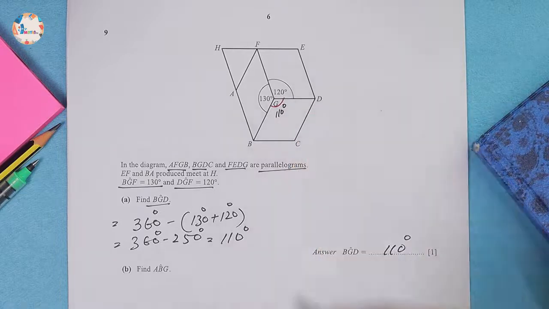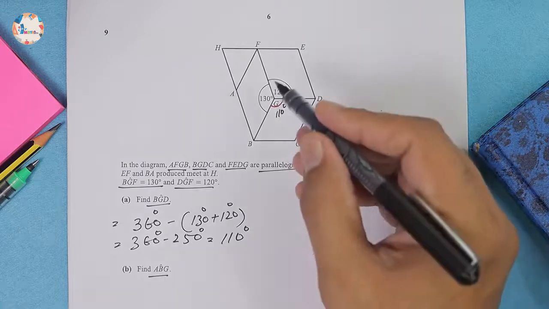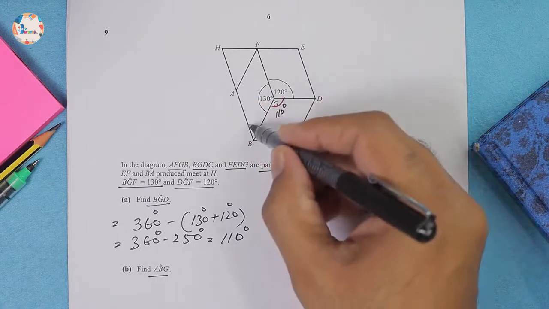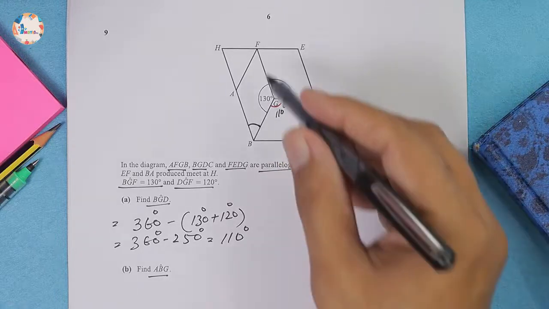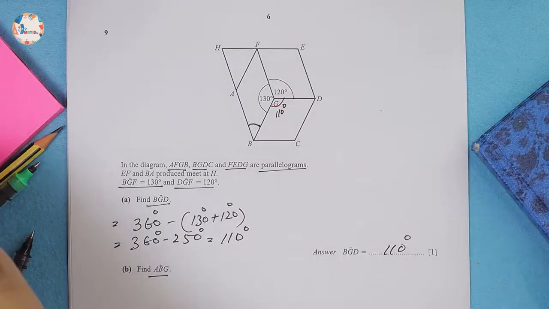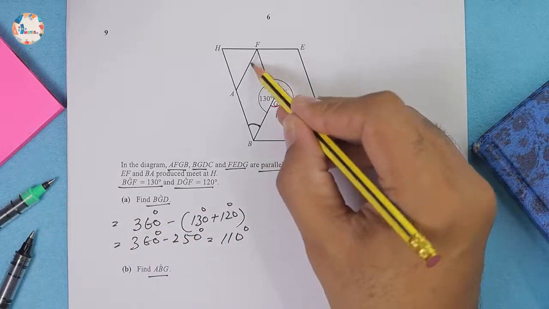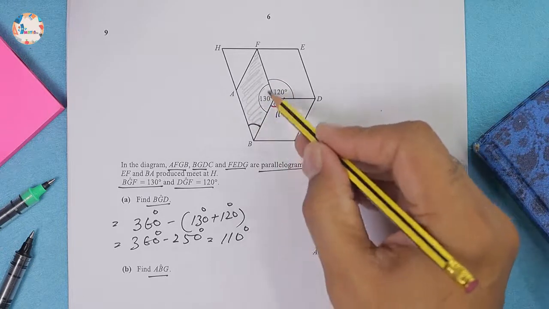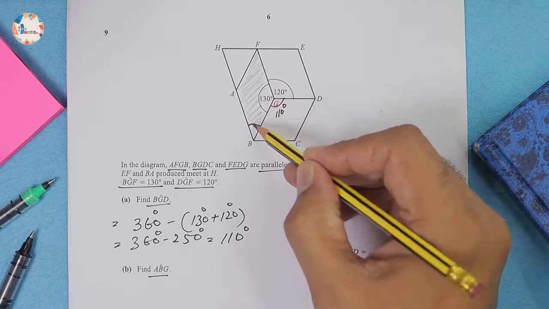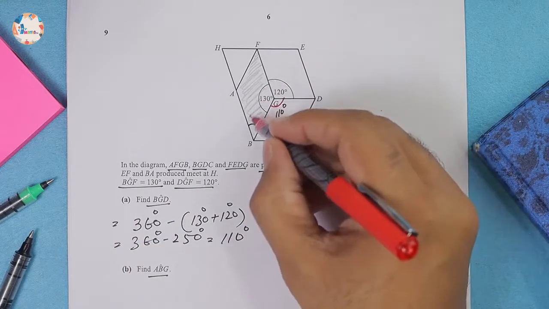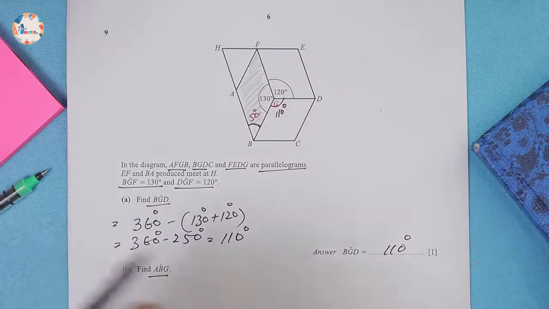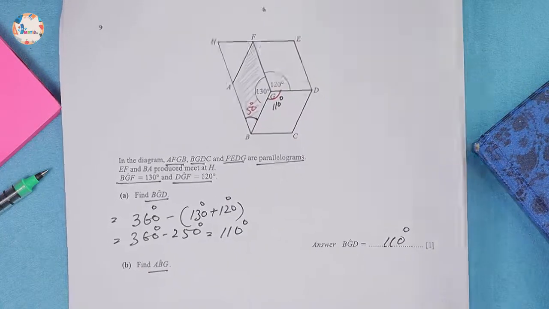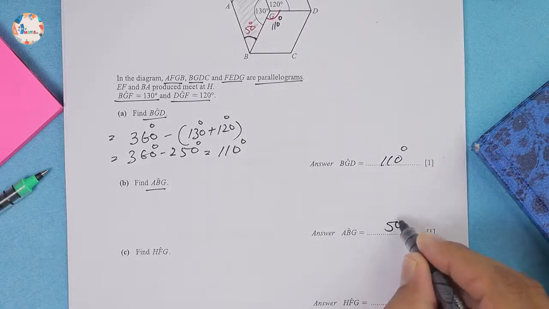This is 110 degrees. Then next part B is find angle ABG. A, B and G, this angle is required. As we know that this is a parallelogram, so if we consider this parallelogram, this angle and this angle add up to 180 degrees. This is 130, so this angle will be 50 degrees. We can provide the answer over here, which is 50 degrees.